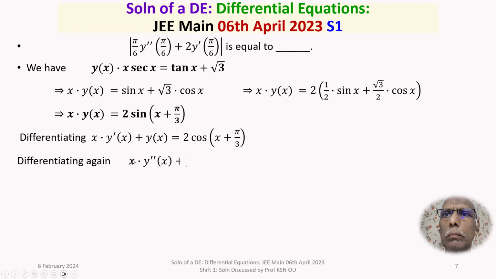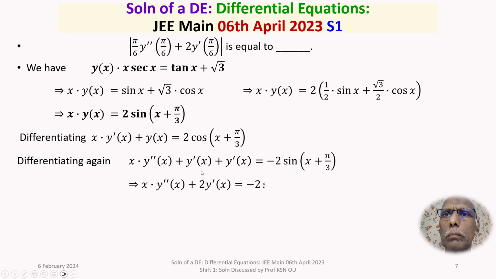Now differentiate it once again. You will get x y double prime x plus y prime x into the derivative of x, which is 1, y prime x only, plus the derivative of y of x, which is y prime x, is equal to minus 2 sin of x plus pi by 3. So this is x y double prime x plus 2 times y prime x is equal to minus 2 sin of x plus pi by 3.